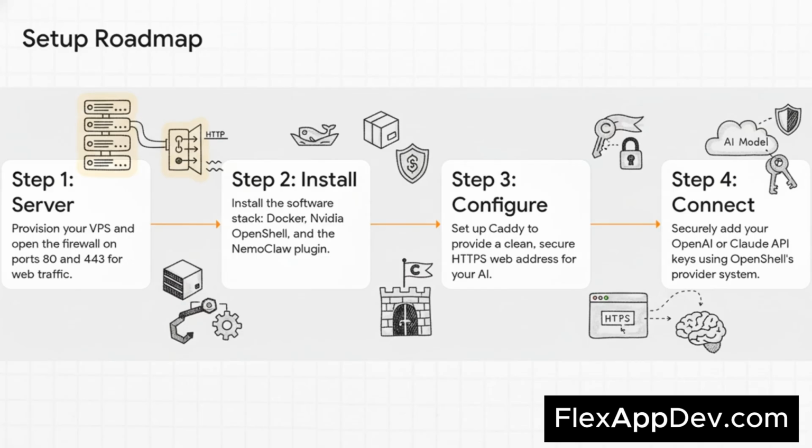Step 2, we install the software stack. You've got Docker to package it all up, OpenShell to handle security, and NemoClaw to manage the whole thing. Step 3, we use a tool called Caddy to give our AI a nice, clean, secure web address instead of some clunky IP number. And finally, step 4, we connect our AI model by securely adding its secret API keys, which are kind of like passwords for programs.